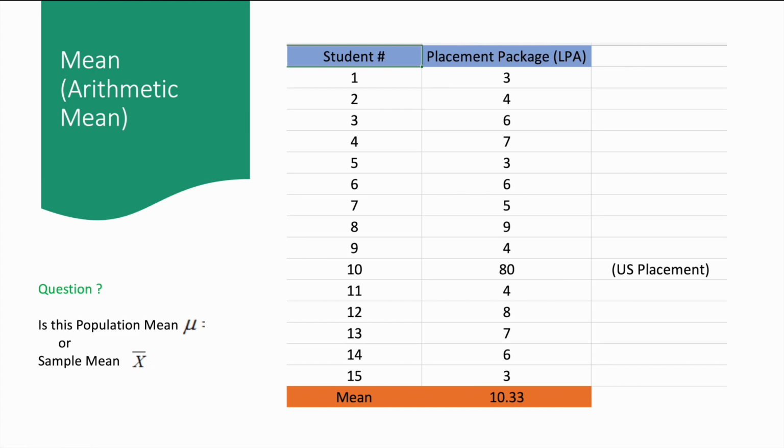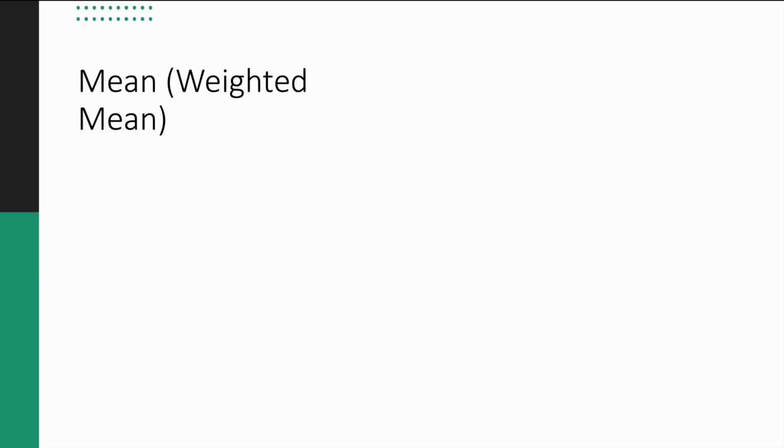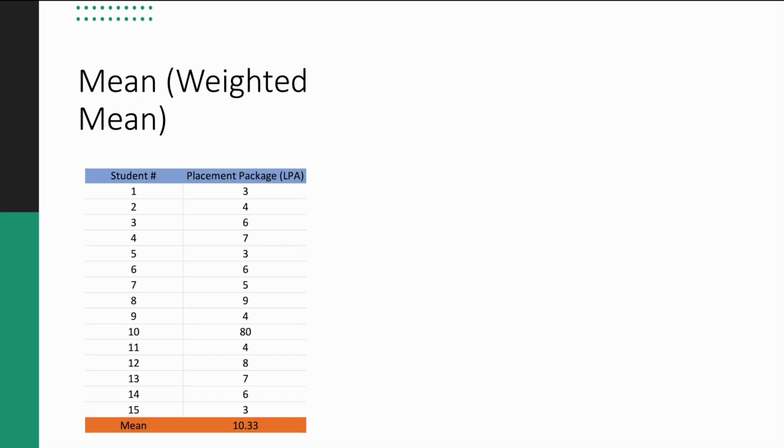Friends, I hope this is clear. Let's move on. Now the second type of mean is weighted mean. Weighted mean is nothing but arithmetic mean in a different form. How? Let's see. This is our initial data set: the 15 students, their roll numbers 1 to 15 and their packages in lakhs per annum. We know the arithmetic mean came as 10.33.